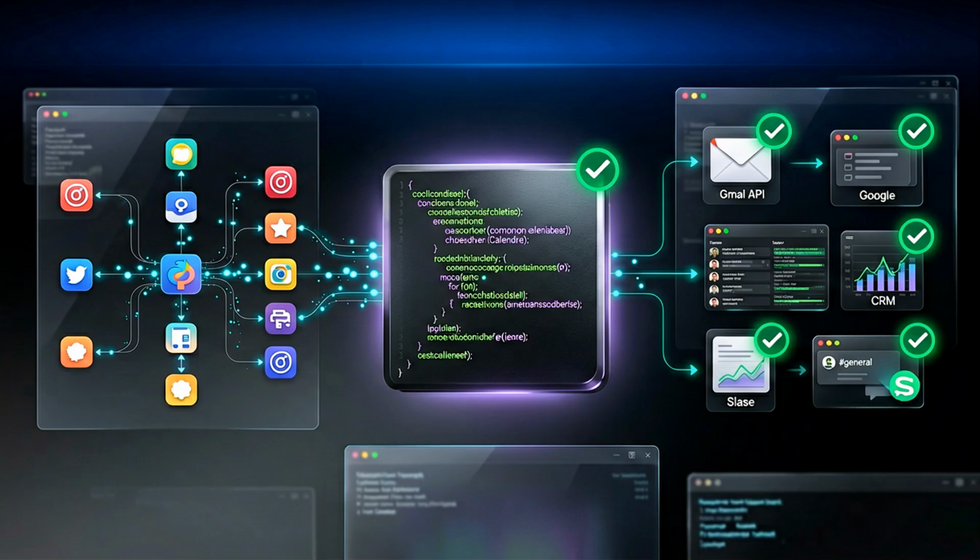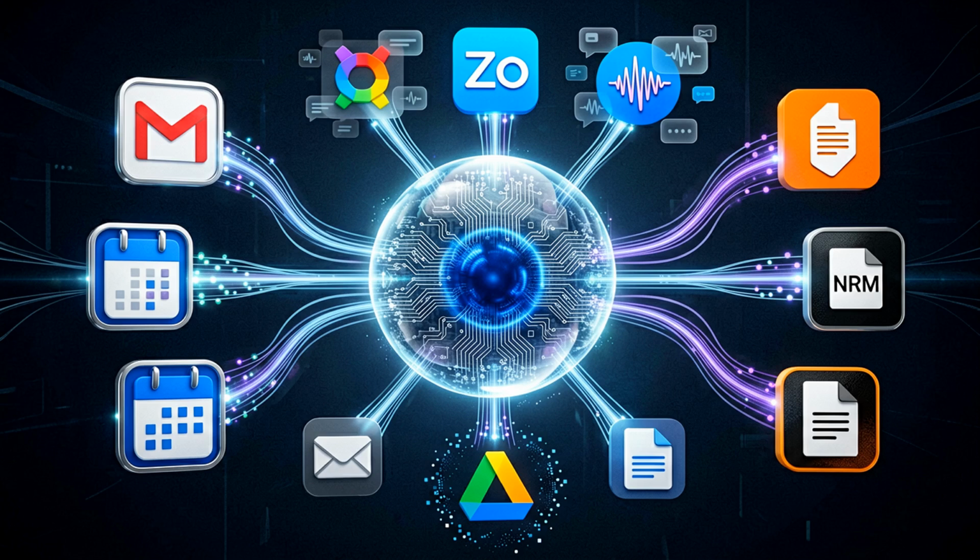Component 4. The automation layer. This is the clone's hands. It actually executes tasks, not just talks about them. Make.com and N8N connect your clone to every tool you use. Gmail, Slack, Calendar, CRM, project management.